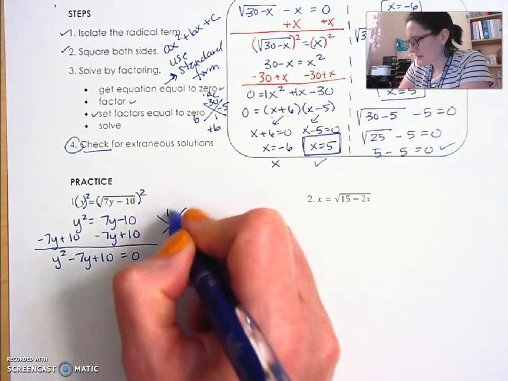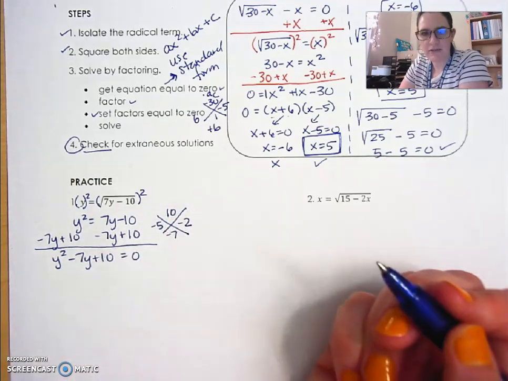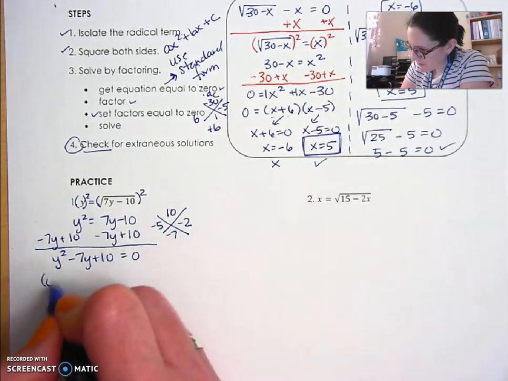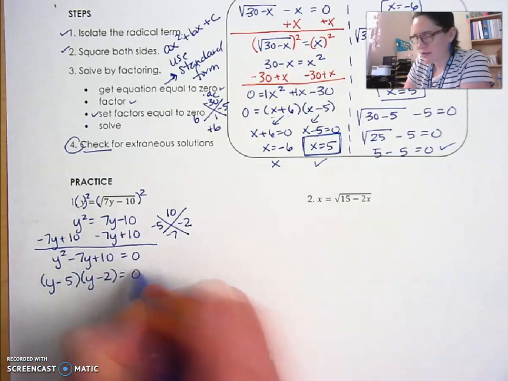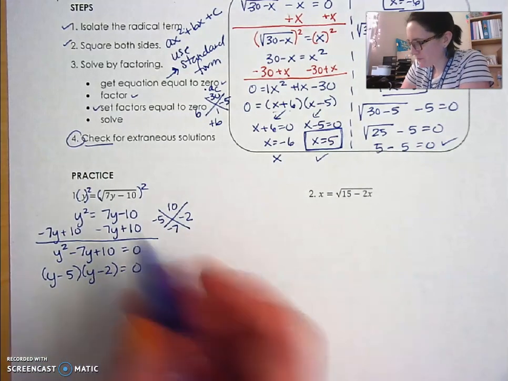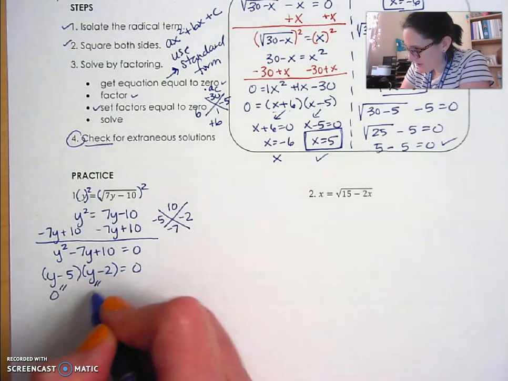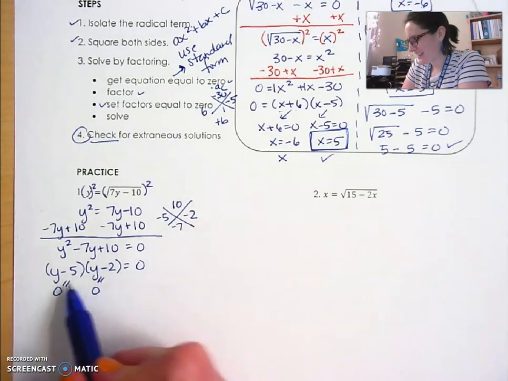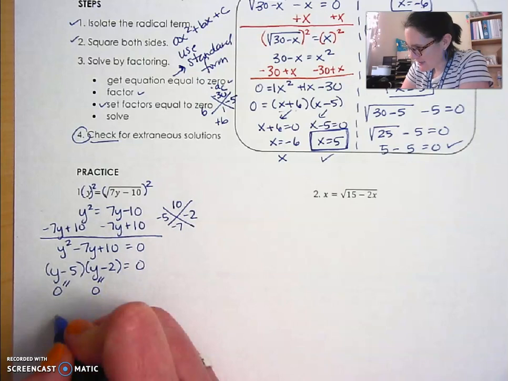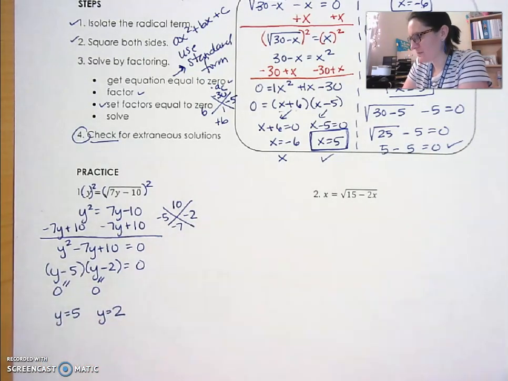So what multiplies to 10 and adds to negative 7? And that's negative 5, negative 2. So my factored form looks like this: y minus 5, y minus 2 equals 0. Set these individual factors equal to 0. That's an equal sign, that's 0, just to save some time. And then just add 5 to both sides here, and I'd get 5. Add 2 to both sides here and get 2.